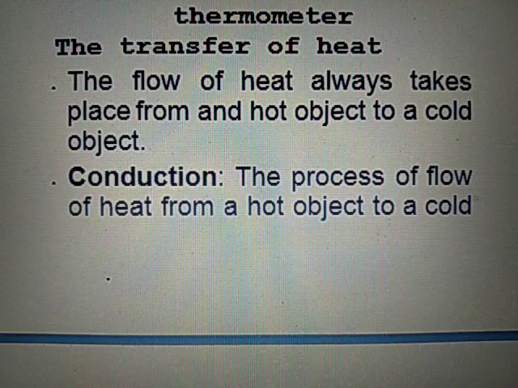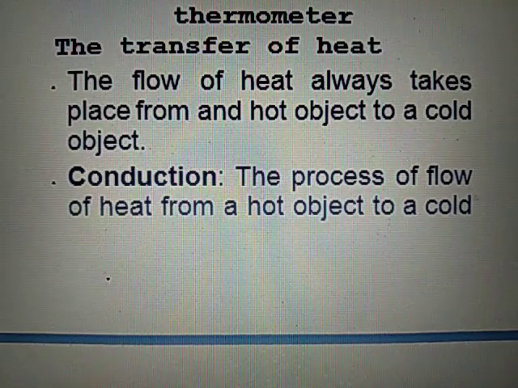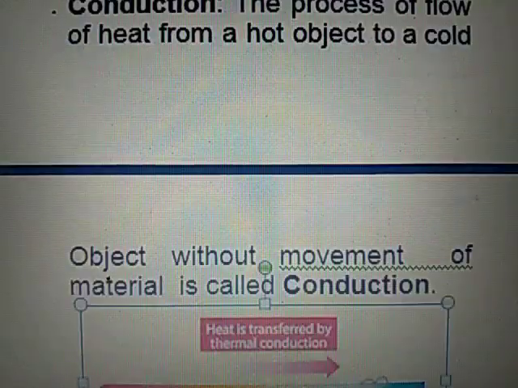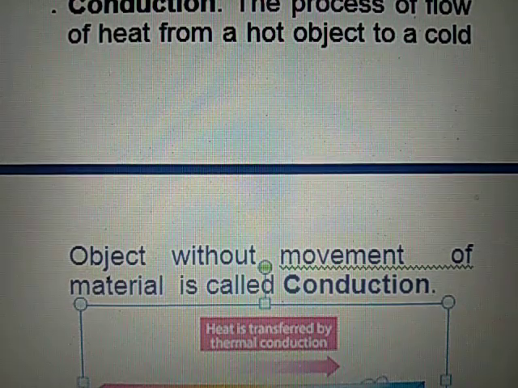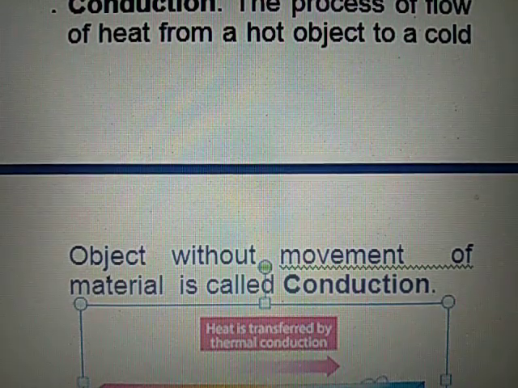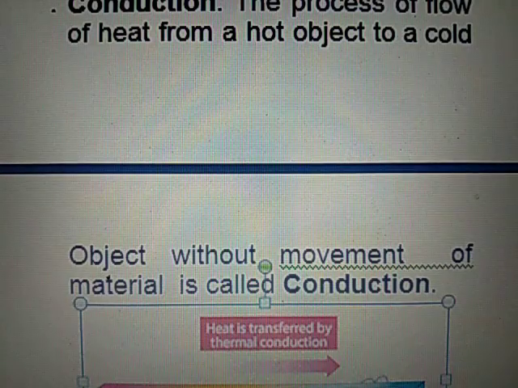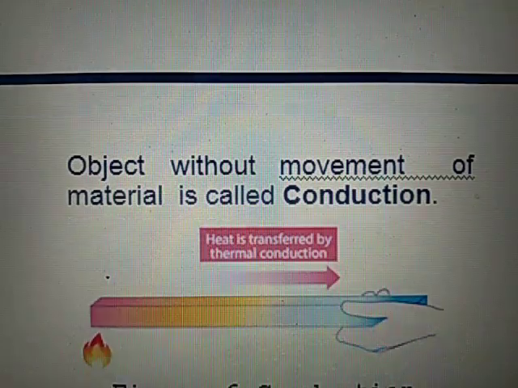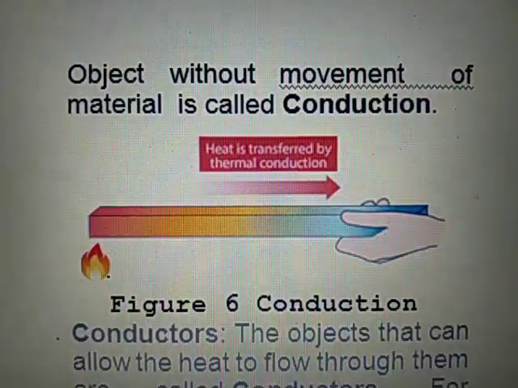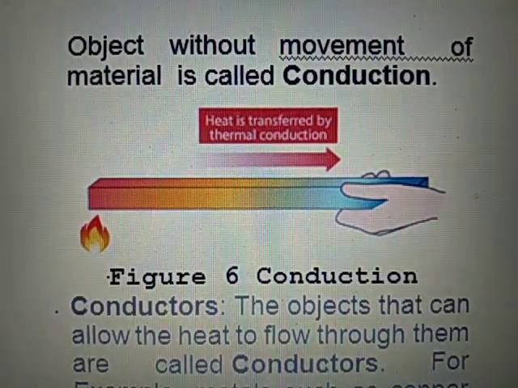First we will study conduction, which is the process of flow of heat from a hot body to a cold body without movement of material. This process is called conduction. You can see conduction.